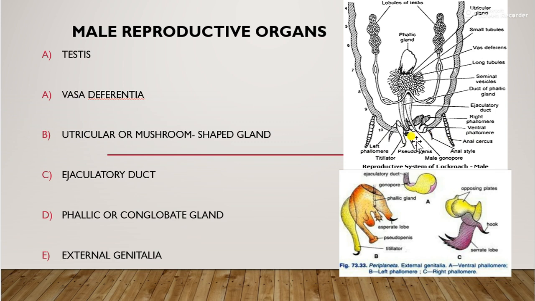Okay, so these three phallomeres, or this phallomere is also called the male gonapophysis, constitute the external genitalia. First of all, we see here the first one, that is the right phallomere. Look at this. This is the right phallomere. I am saying about this right phallomere.